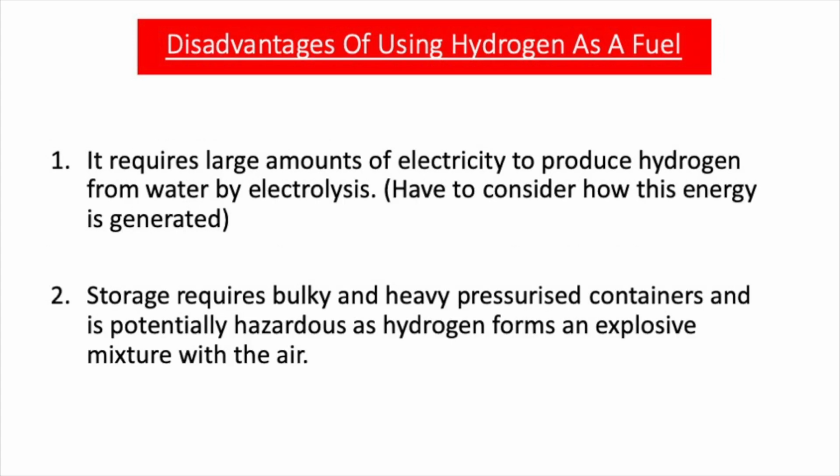So the first disadvantage of using hydrogen as a fuel is the fact that it requires large amounts of electricity to produce hydrogen from water in a process called electrolysis. And you have to consider where this electricity is going to come from. If it's being generated from fossil fuels, this is going against the green aspect of using hydrogen in the first place. So that's the first disadvantage, the fact that it requires large amounts of electricity to actually produce the hydrogen from water by electrolysis in the first place.